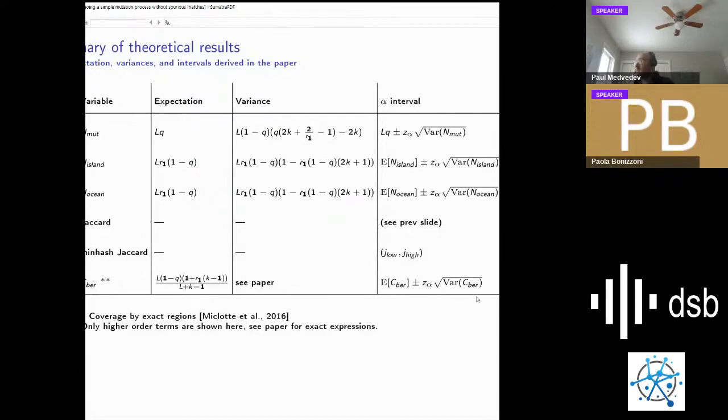The one part which I didn't discuss is the coverage by exact regions, which is a random variable defined by McClintock et al. in 2016, which we also studied and derived an interval for.